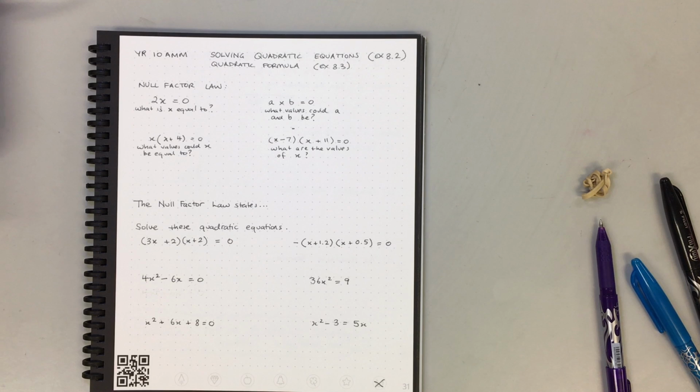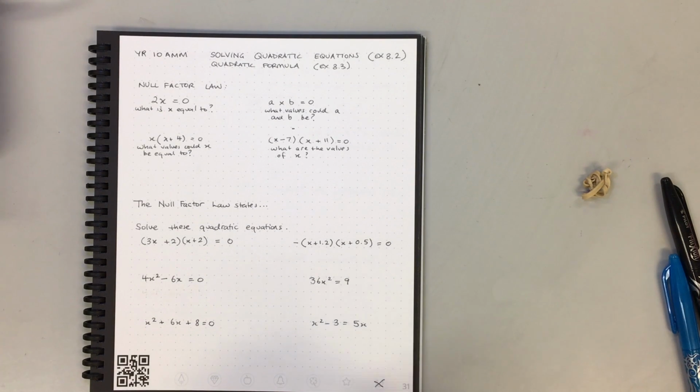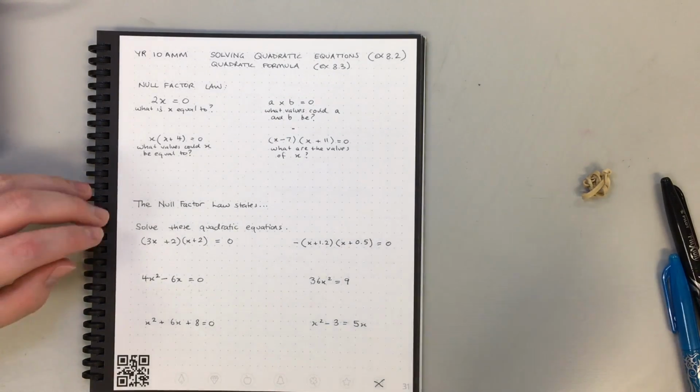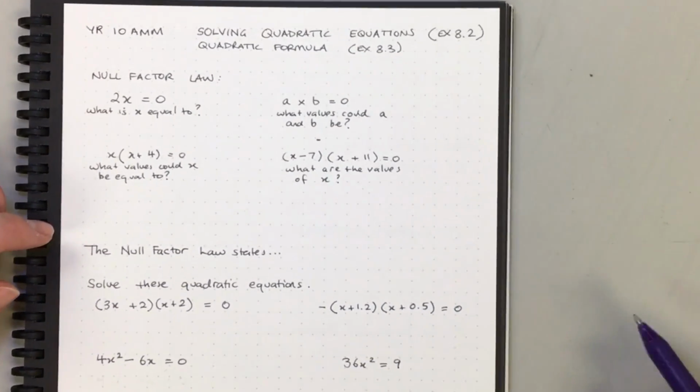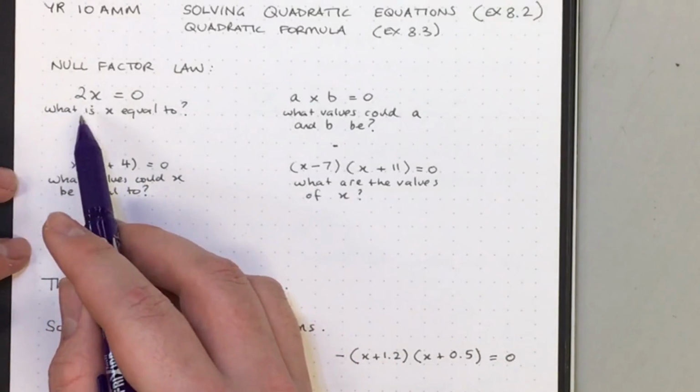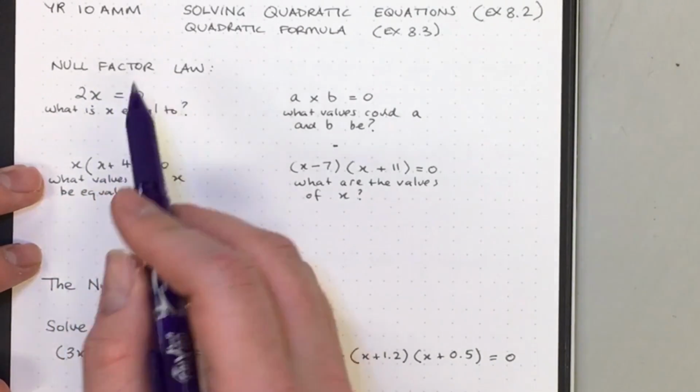And there might be a case of, why are we doing this? Are we just trying to make our heads explode? No, there is a discernibly good reason that we end up doing this. It's so that we can find out what those values of x are in order to solve particular questions. So we'll start with this thing that we call the null factor law.